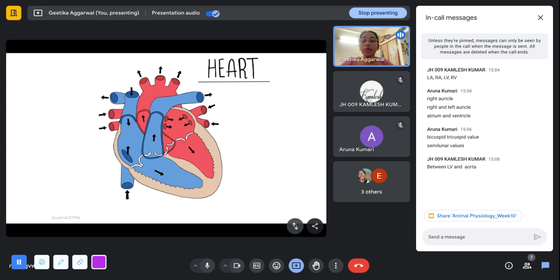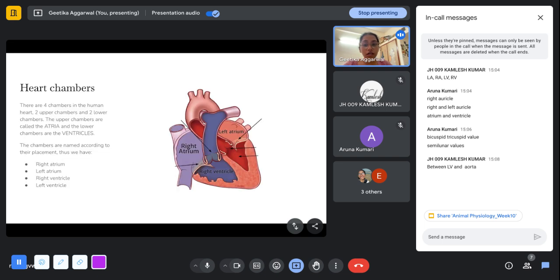Okay, fine. Now that we know the basic anatomy of the heart, as we discussed, there are four chambers in the human heart, two upper chambers and two lower chambers. The upper ones are called the atria, the lower ones are the ventricles, and based on which side they are present on, there are the right atrium, right ventricle, left atrium, and left ventricle. And as we just discussed, there are these four valves. The one at the opening of the pulmonary vein is the pulmonary valve. The one at the opening of the aorta is the aortic valve, and then we have the mitral valve or the bicuspid valve and the tricuspid valve.